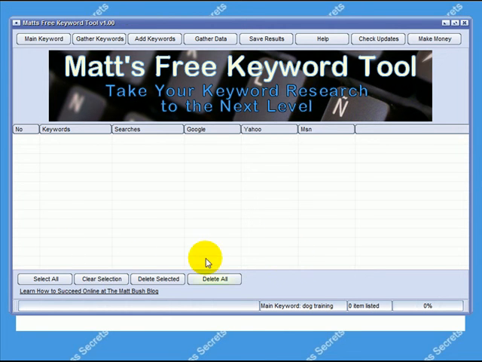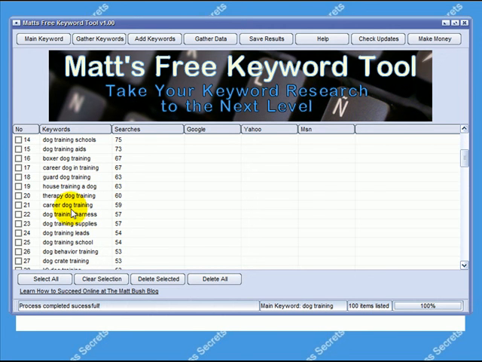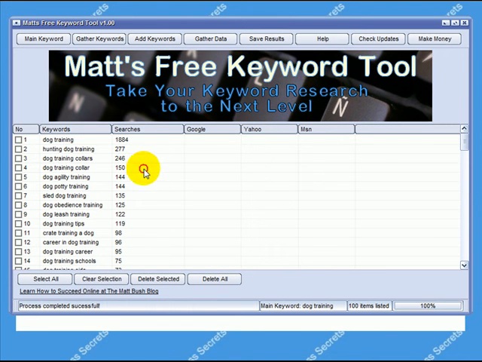What I did was I just entered my main keyword as dog training. So let's just say, for example, that's what my blog's about. I'm going to hit gather keywords. It's going to go through, and it's going to bring up a whole bunch of keywords related to dog training. So you can see a lot of these are things that I wouldn't have thought about. Career in dog training. Okay, that's interesting. Dog training school. And it also tells me how many times these are searched for a day, approximately. What I'm going to do next is take all these terms and look and see how much competition I have in the search engines.